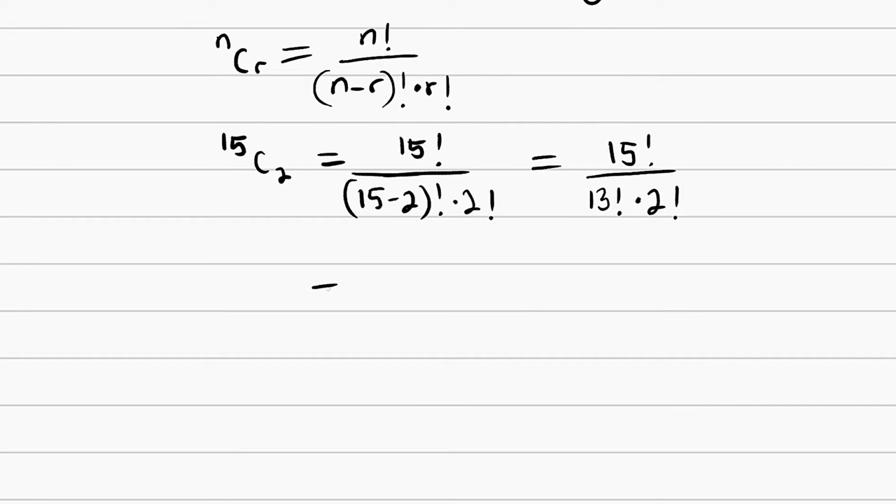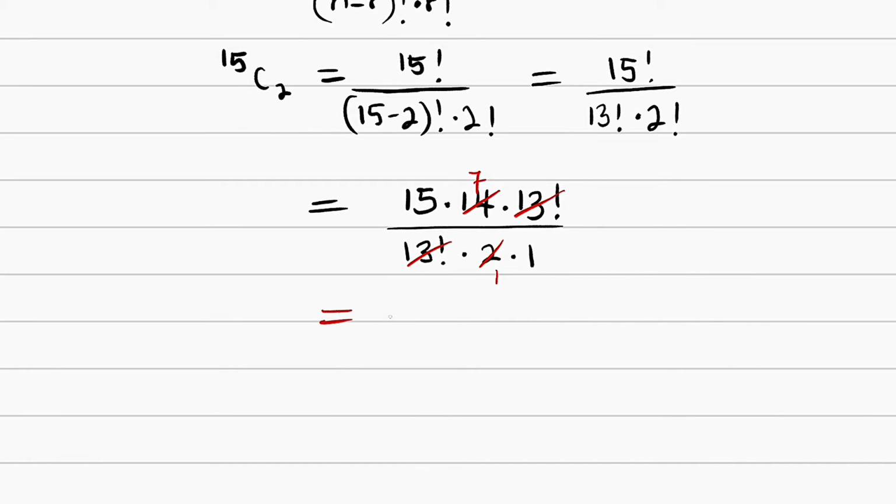So we can write this as 15 multiplied by 14 multiplied by 13. Let me stop here because I have 13 factorial at the bottom, so they will cancel automatically. But 2 factorial is the same thing as 2 multiplied by 1, and 2 multiplied by 1 is 2. So from here, 13 factorial will cancel 13 factorial, and 2 can go into 2 one time, and it can also go into 14 7 times.